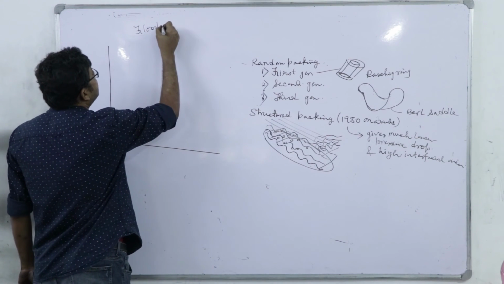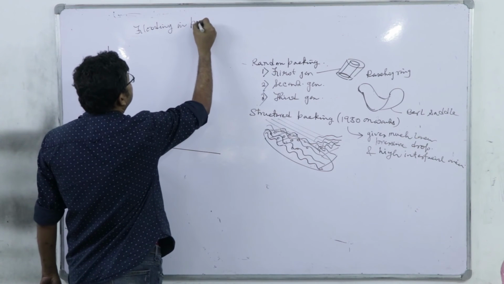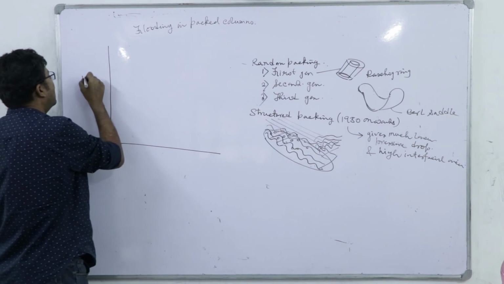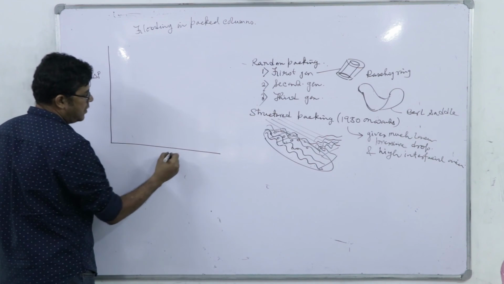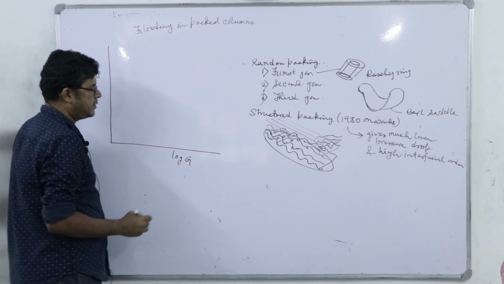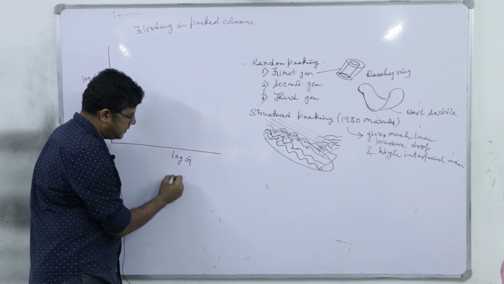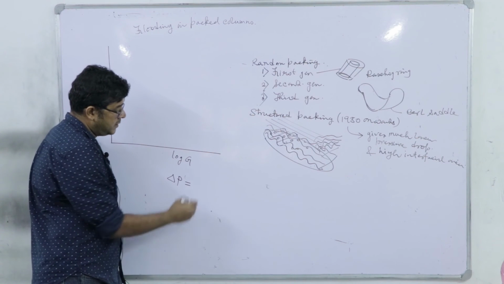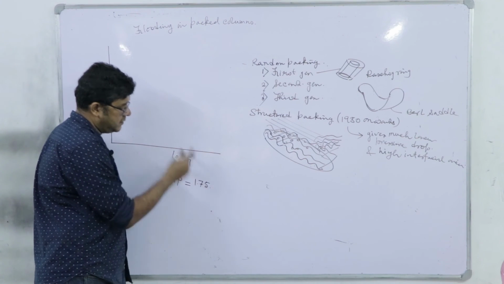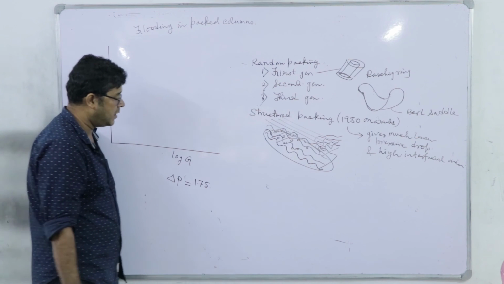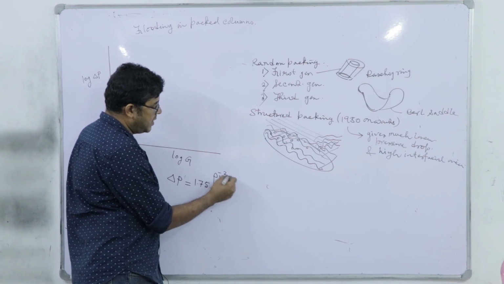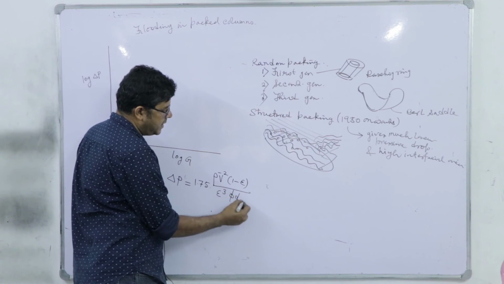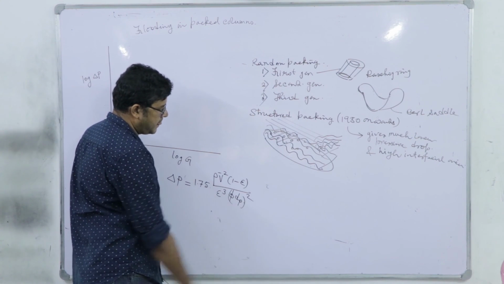So, this is flooding in packed column, right. So, log of delta P, the gas phase pressure drop, versus log of G, right. Now, see that if I think of this Burke-Plummer equation, then 1.75, because this is not a laminar flow, this will definitely be turbulent flow, rho into V bar square, (1 minus epsilon) divided by epsilon cube, phi into dP, whole square, right.